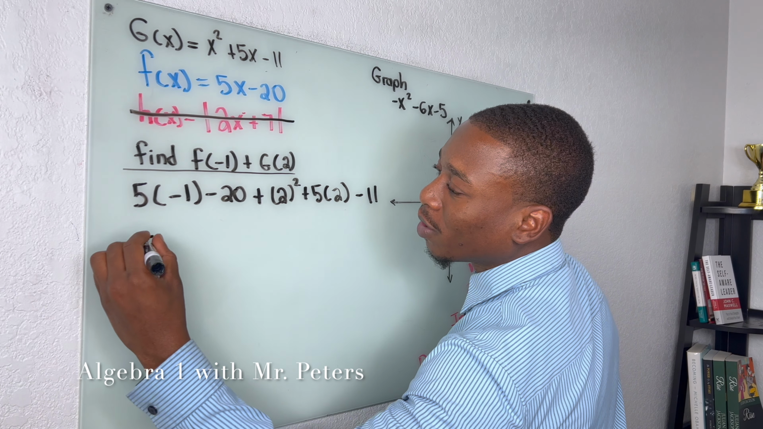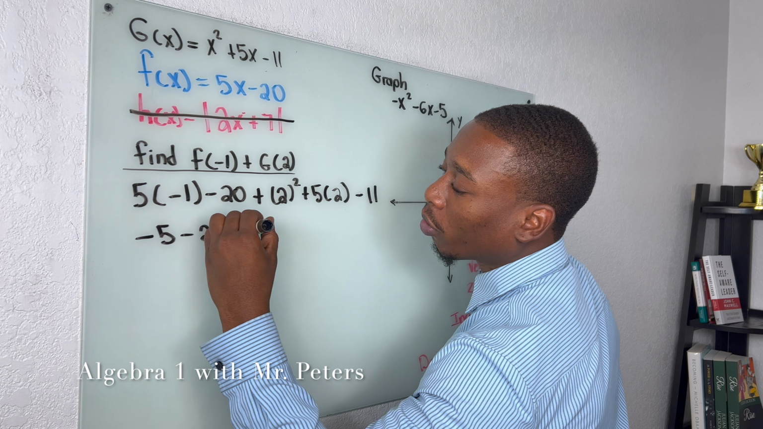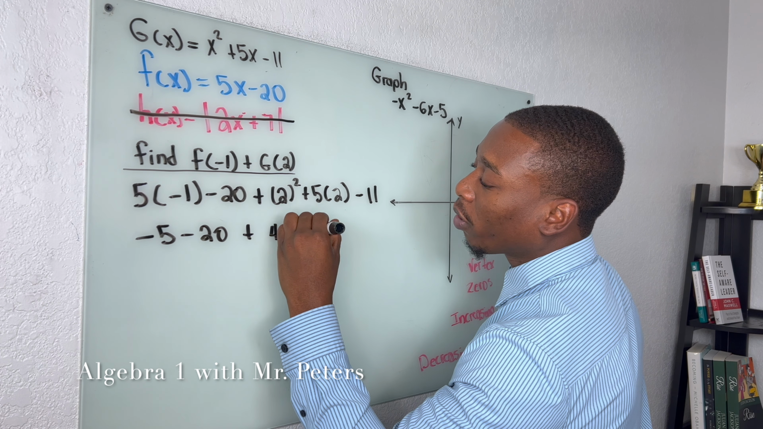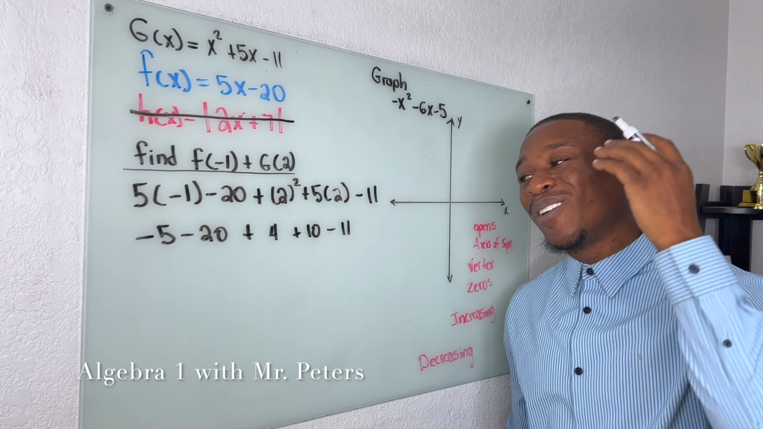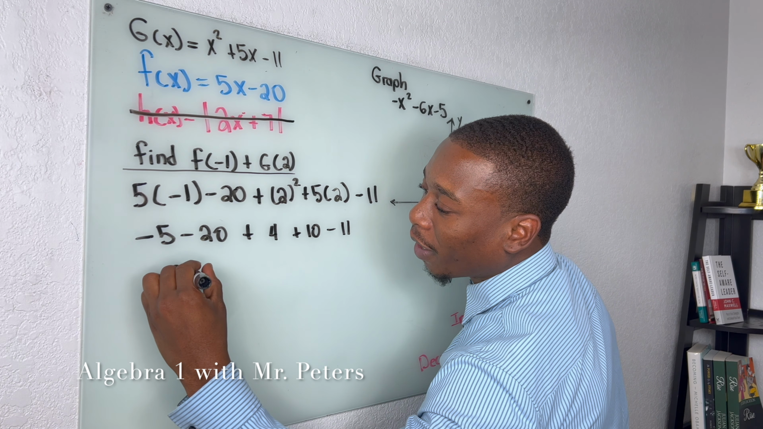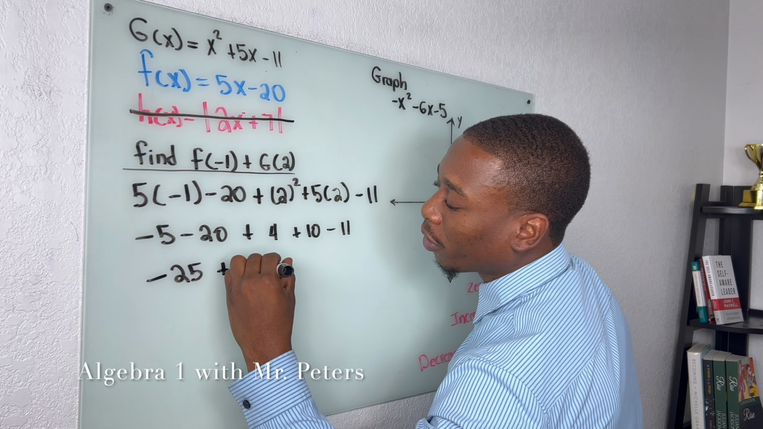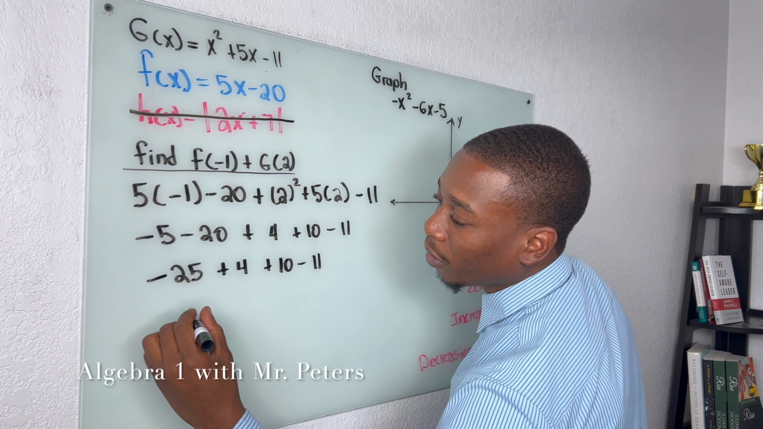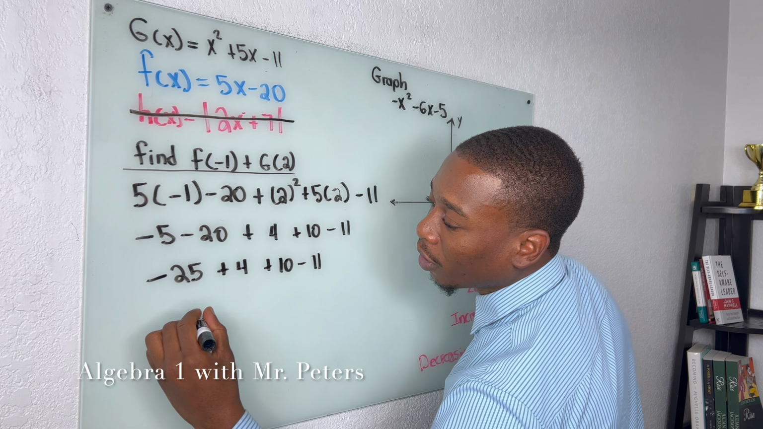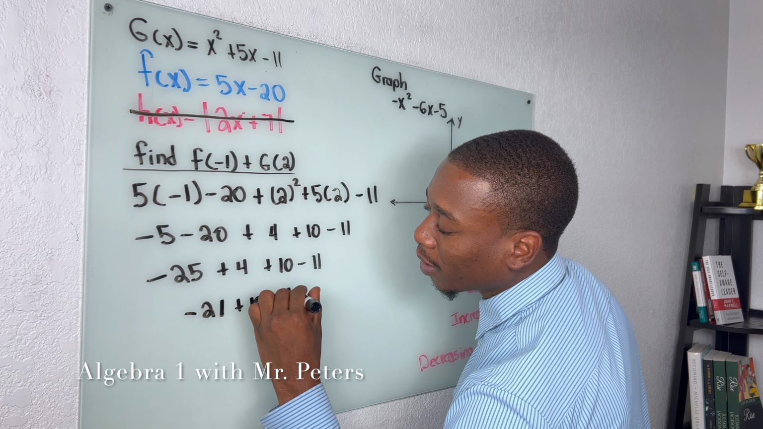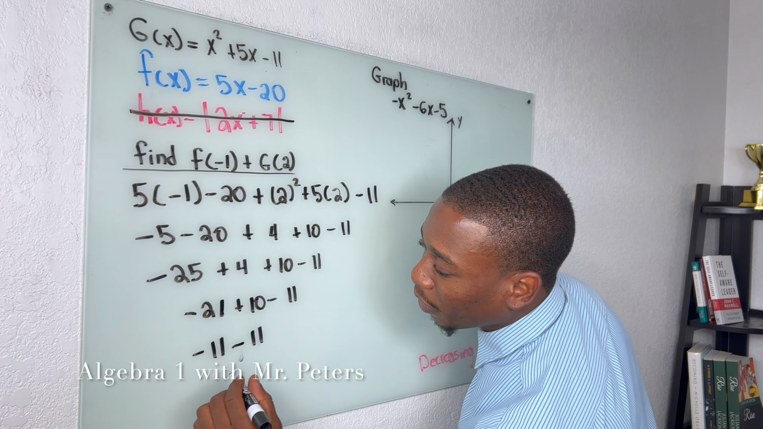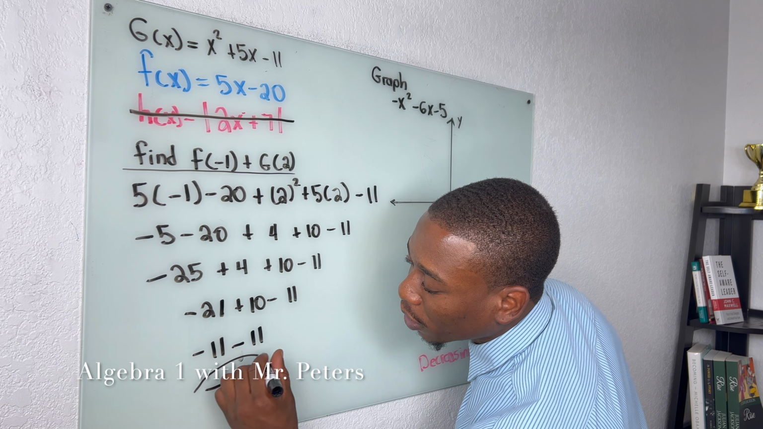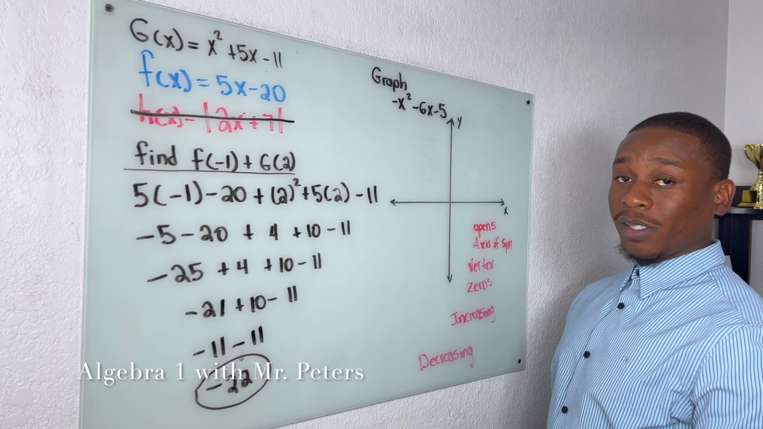But once we do this, guys, the most important thing is to follow order of operations. So the order in which we add and subtract must follow left to right, or else we're gonna get it wrong. So we have -25 plus 4 plus 10 minus 11. Right here, we're gonna get, let's see, -21 plus 10 minus 11. We're going to get -11 minus 11. Final answer is -22.